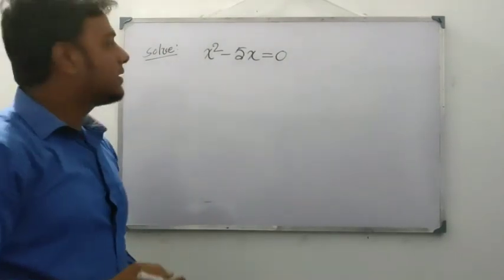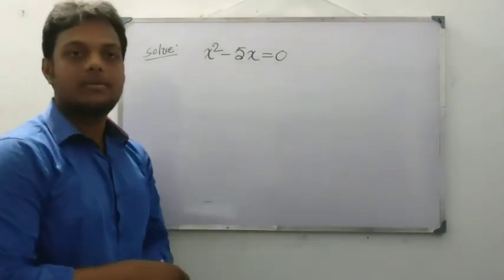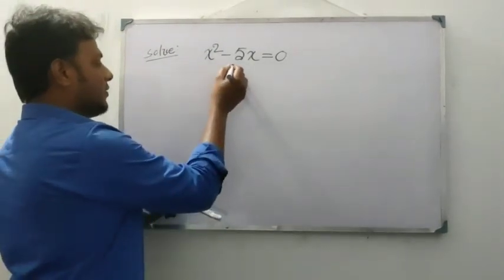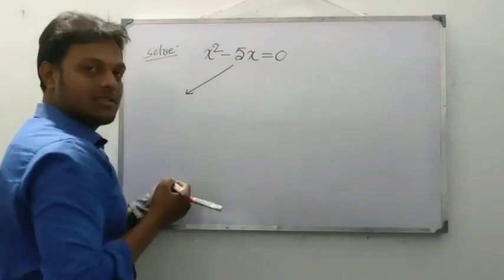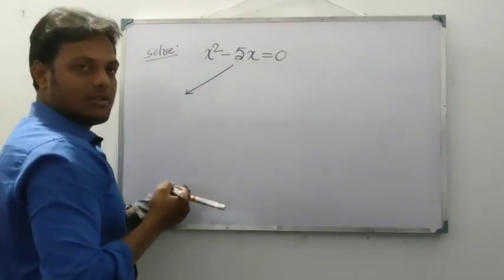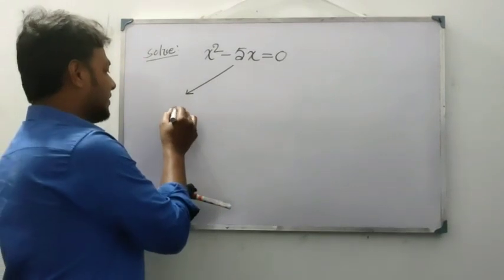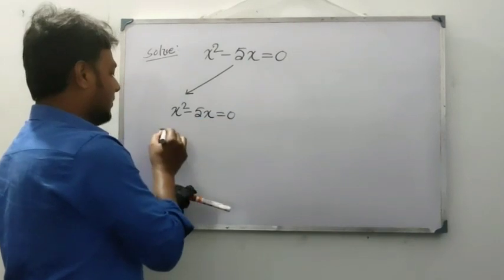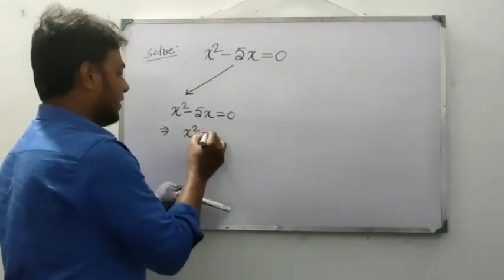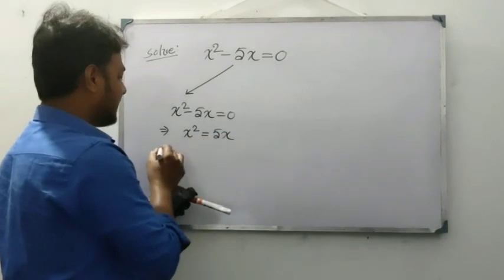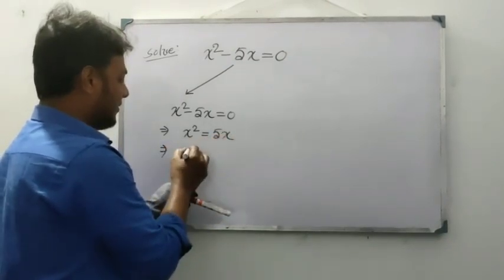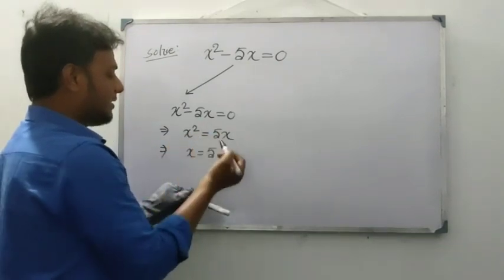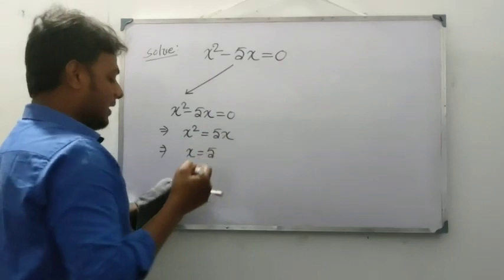Clearly this is a quadratic equation. Now we have to solve it by using factorization. I know so many students will solve this problem in this way: x square minus 5x equals 0 implies that x square equals 5x. Now x cancels out on both sides, and they will consider x equals 5. Since x is on both sides, they will cancel it once and get x equals 5.